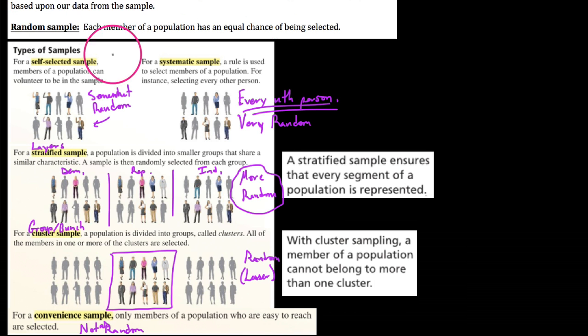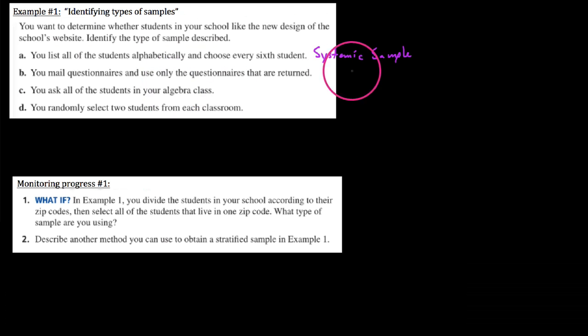Letter B says, what if we mailed the questionnaires and used only the questionnaires that are returned? Which one would this be? This wouldn't be systematic, but if we mailed it to everybody, I suppose we're representing everybody here. Did we represent layered groups, or bunches of people? Or was this a convenience sample, or was it self-selected? Out of all of these, if we're only using the people that responded, then we're using this somewhat random self-selected sample. It's not as good as a random sample, or a systematic sample, but this would be self-selected because we're only using the ones that people kind of volunteered to give us. So this is a self-selected sample.